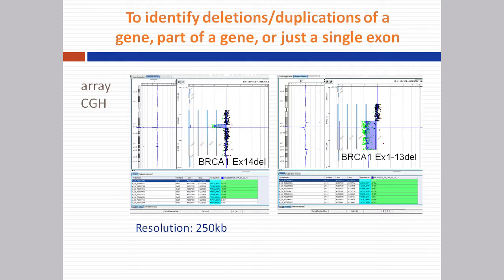This method is very elegant, very reliable. It allows you to detect very large deletions as well as tiny deletions. So in our lab, we use a cutoff of about 250 kilobases as a lower cutoff for calling reliably small deletions within a gene, usually 1 exon. And you see on the left-hand side a deletion in the BRCA1 gene of just 1 single exon. And on the opposite side, you see a much larger deletion, obviously much easier to identify.